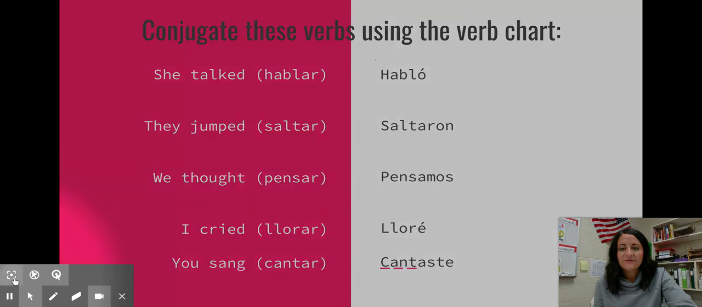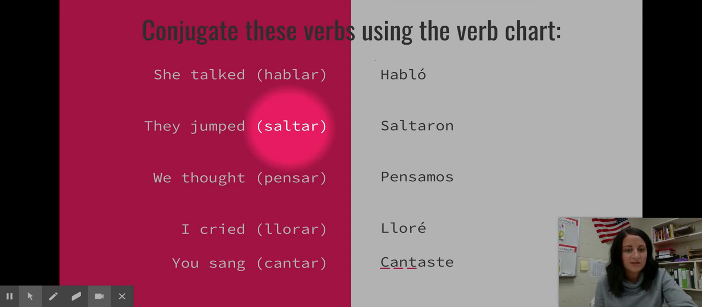Okay, so when we look at these verbs then, she talked comes from the verb hablar. Well, think to yourself, what ending do I need to put here? So just like when we did present tense verbs, the first step is to drop off your ending and then replace it with the new one. So she talked, habló. They jumped. Saltar means to jump. Well, how would we say they jumped? Saltaron. We thought comes from pensar. So pensar means to think, right? Pensive, to think. Well, we thought then would be pensamos.